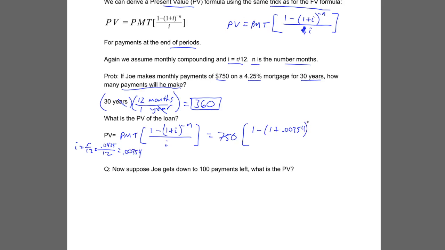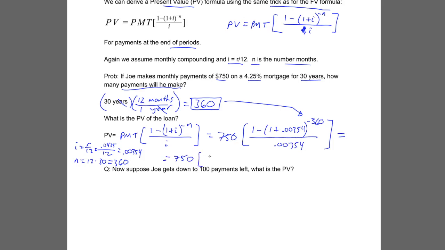And to the minus n, what is n? n is going to be 12 times 30, right? 30 years. That's that 360 number. So that's where that n comes in here. And then to the minus 360. It's weird raising something to a minus power. And then over 0.00354. So that is not going to be fun, is it? Let's go ahead and see how well I can fit that in.